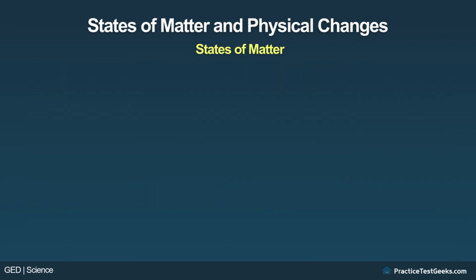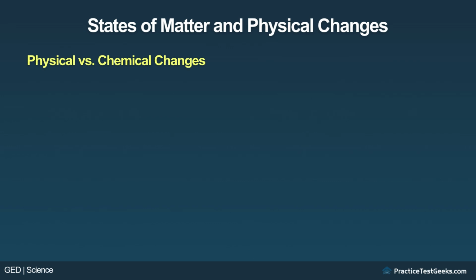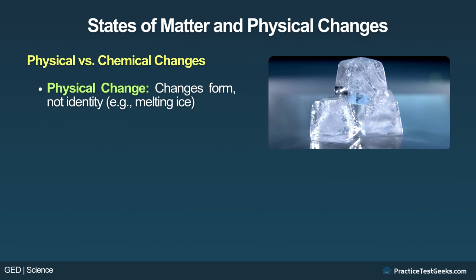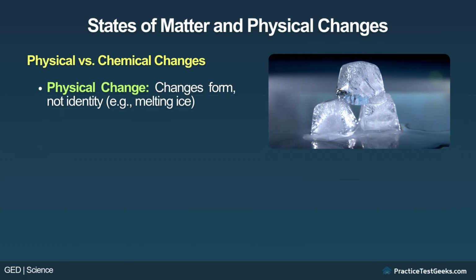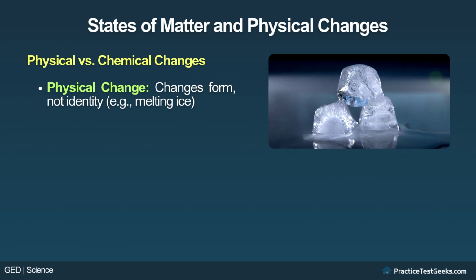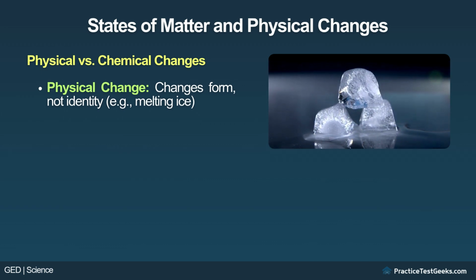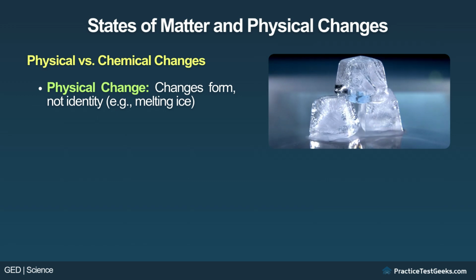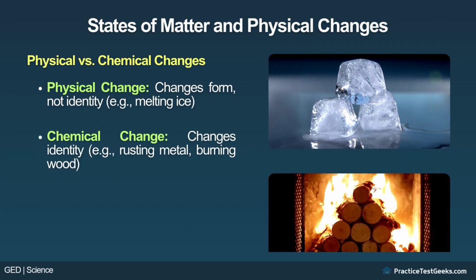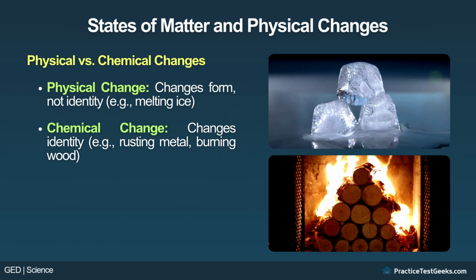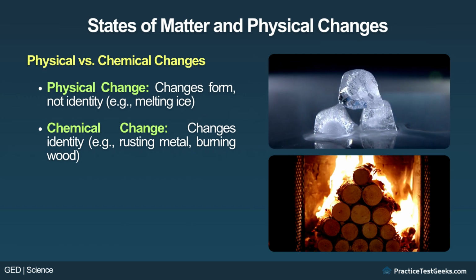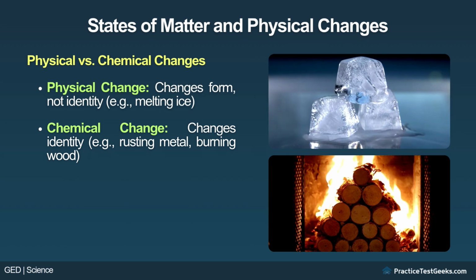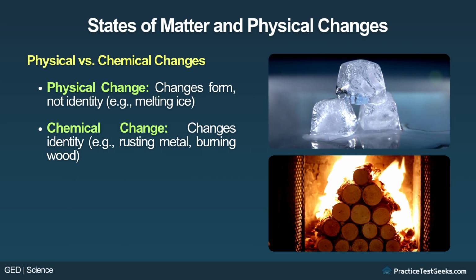It's also important to know how matter changes from one form to another. These changes fall into two main categories. Physical change. This type of change affects the form of a substance, but not its identity. For example, melting ice is still water. It just changes from solid to liquid. Chemical change. This type of change results in a new substance being formed. For instance, rusting metal or burning wood creates something entirely different from the original material.